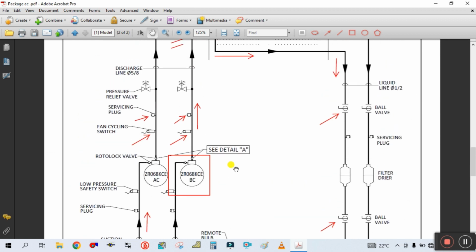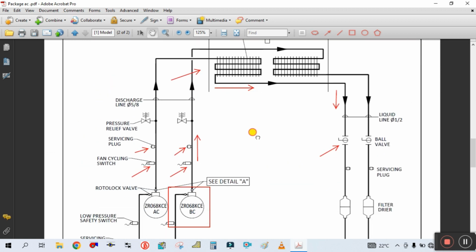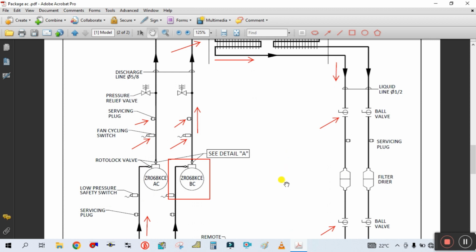So I think you guys learned the basic concept of the vapor compression cycle and its working principle.